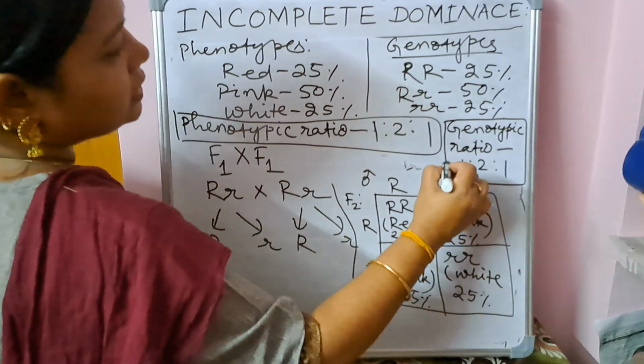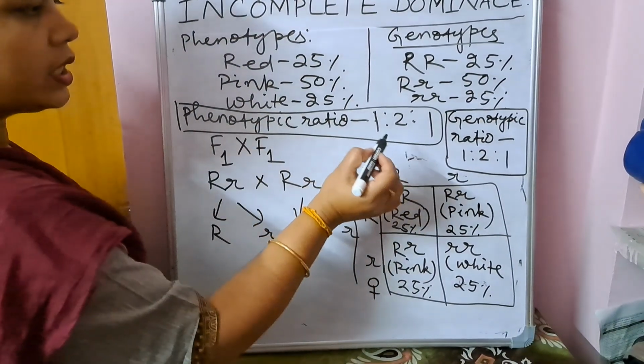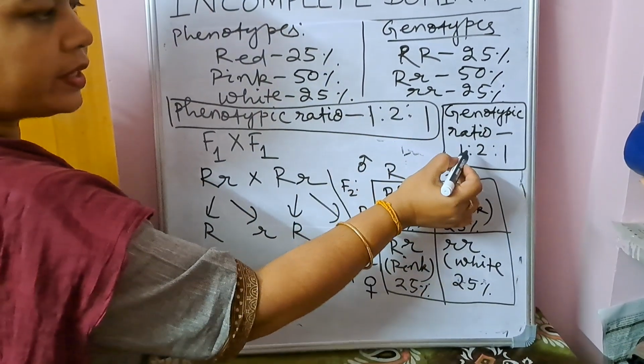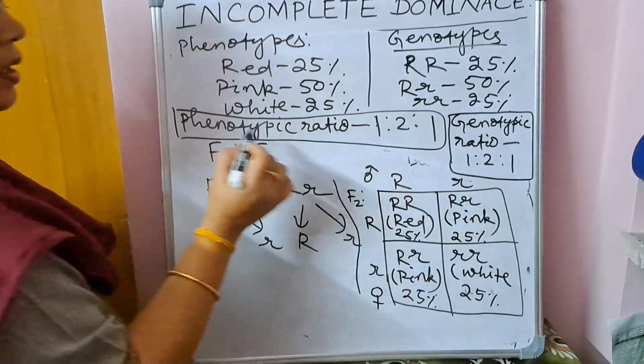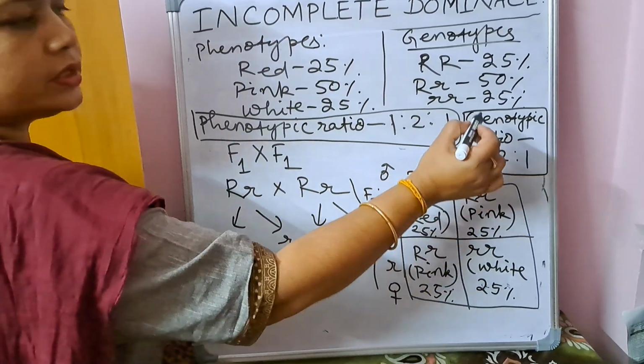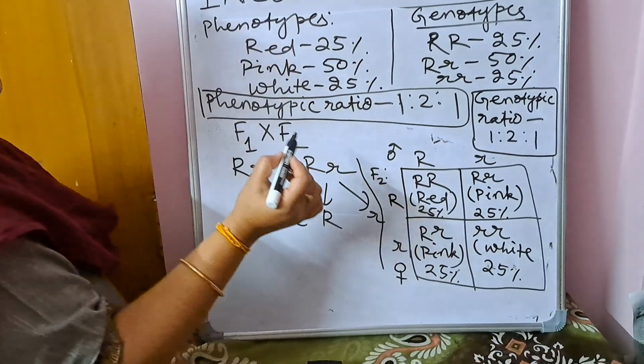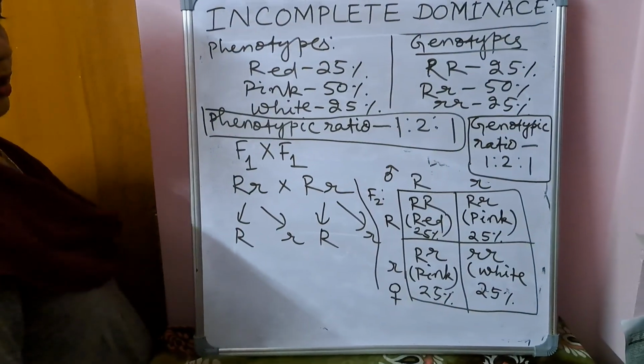You know that in Mendel's monohybrid cross, the phenotypic ratio was 3:1 and the genotypic ratio was 1:2:1. But here the phenotypic ratio is also 1:2:1 and the genotypic ratio is also 1:2:1. So that difference you are going to remember.